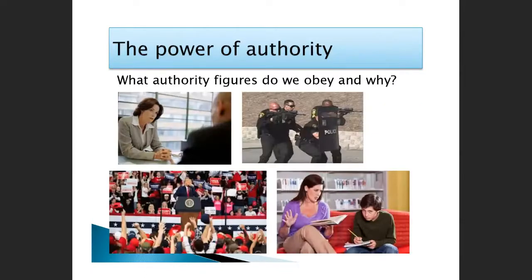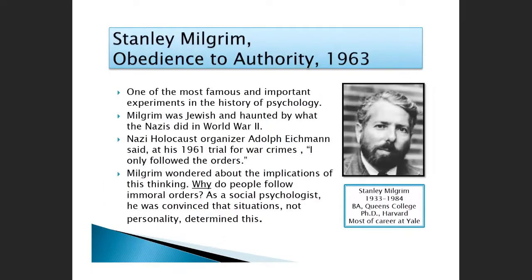So, getting back to psychology, which authority figures do we obey and why? Here you see what looks like a boss, police officers, a politician, and maybe a parent. And why do we obey these people? What power do they have over us that we would do what they tell us to do? And that was the question that was asked and answered, at least partially, by Stanley Milgram in 1963.